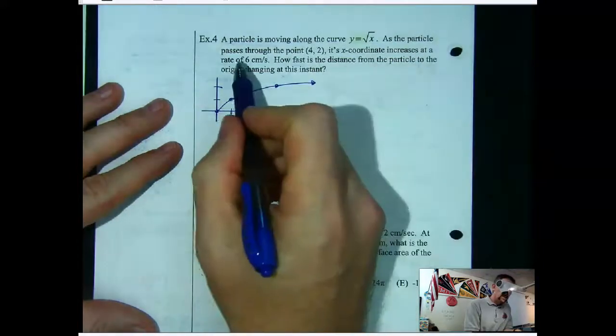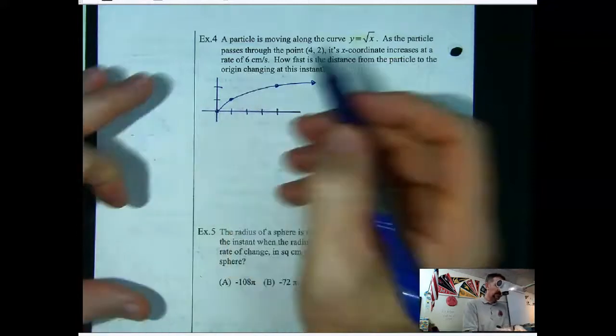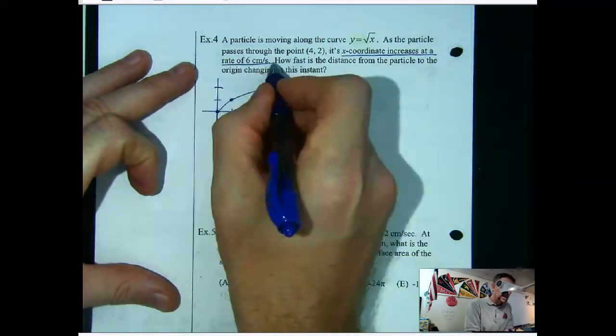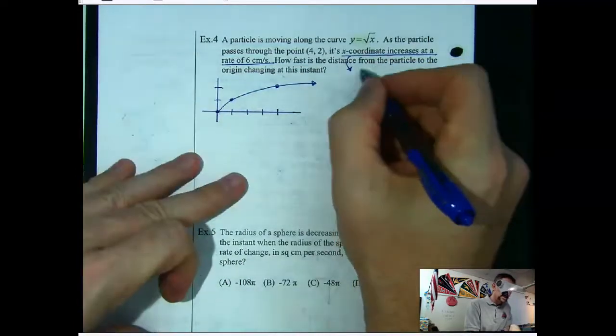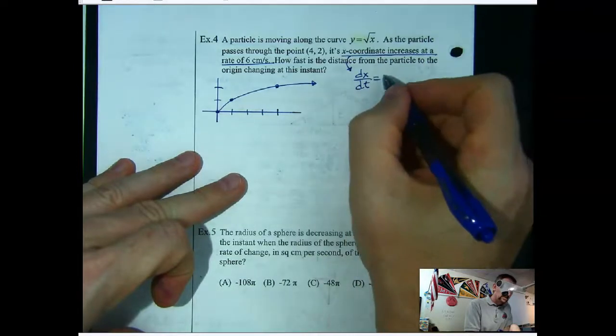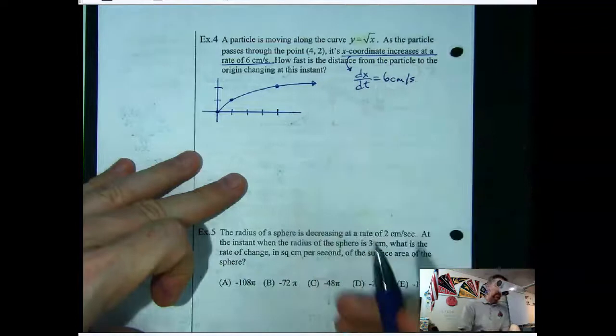As the particle passes through the point (4, 2), its x-coordinate increases at a rate. Okay, so the x-coordinate increases at a rate. So I'm going to call that dx dt. The rate of x is 6 centimeters per second. Now that's increasing, so that's going to be positive.